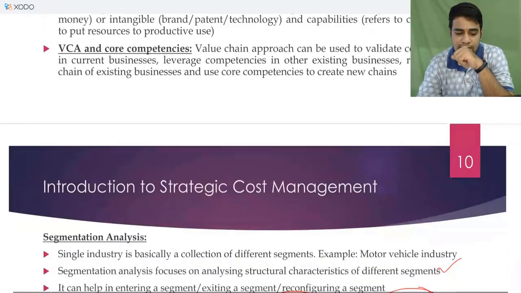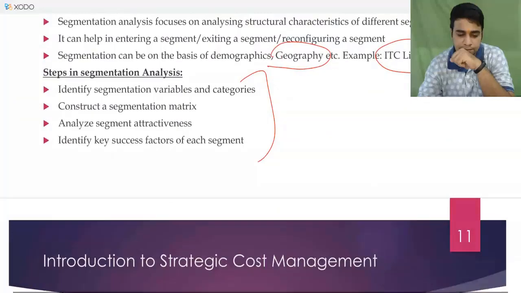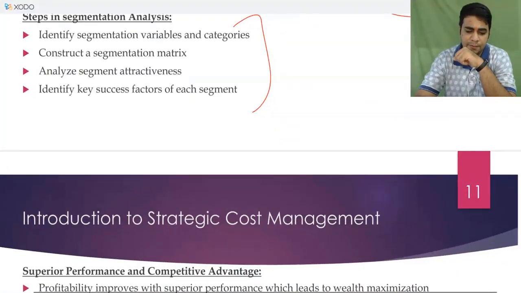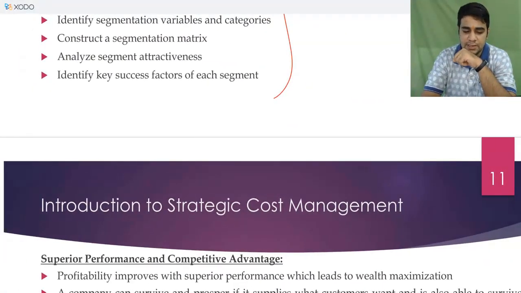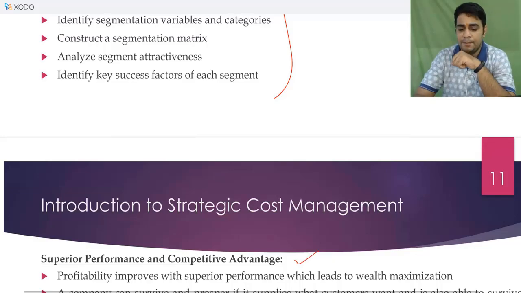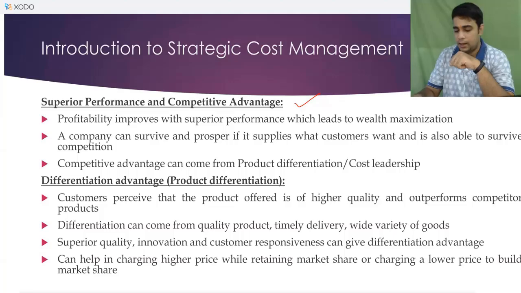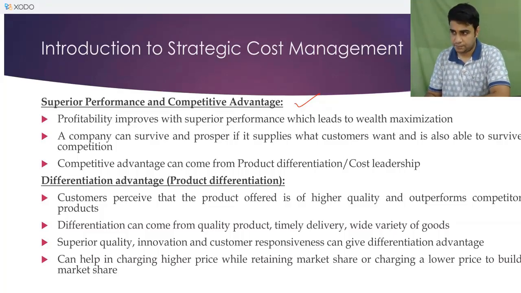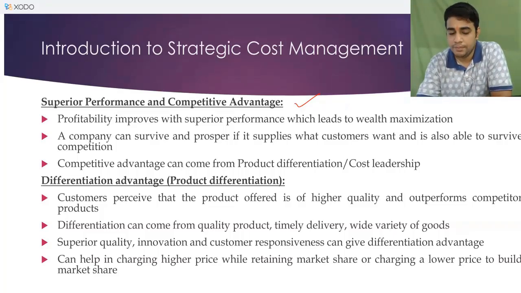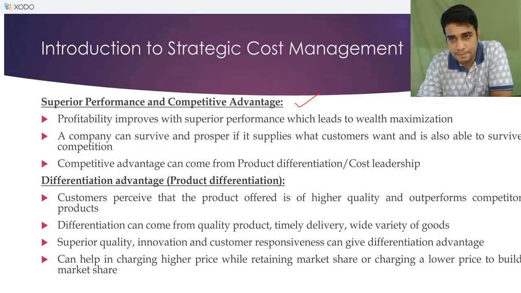Now, the next area in your material is superior performance and competitive advantage. Superior performance and competitive advantage. What is superior performance and competitive advantage? Superior performance is basically performing better than your competitors.